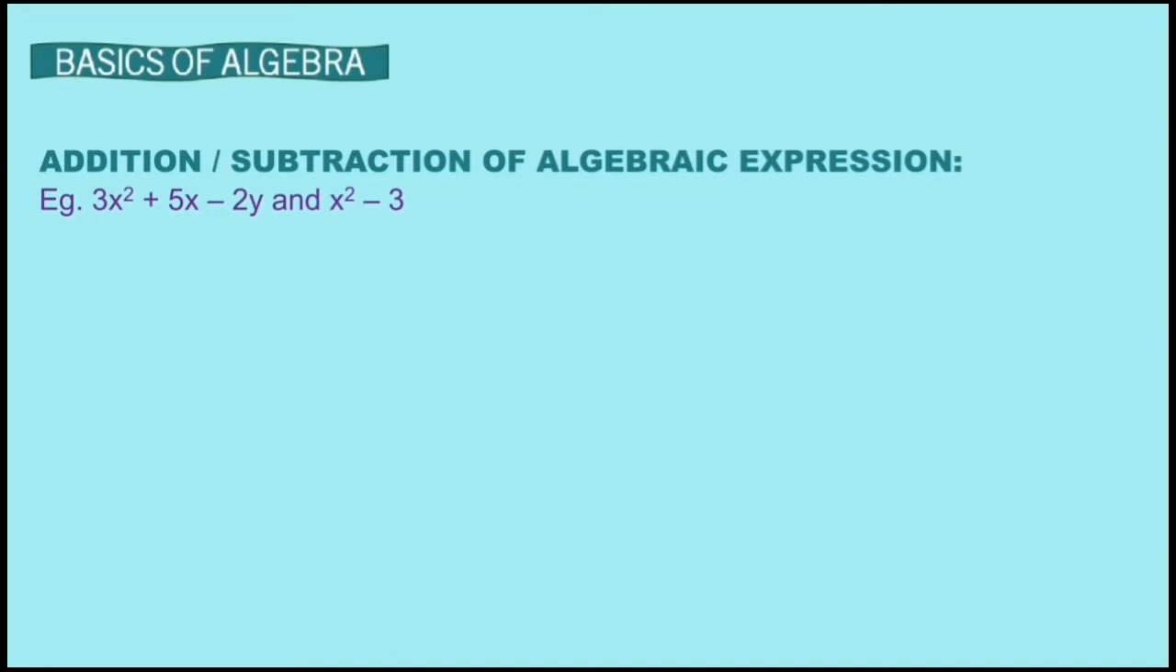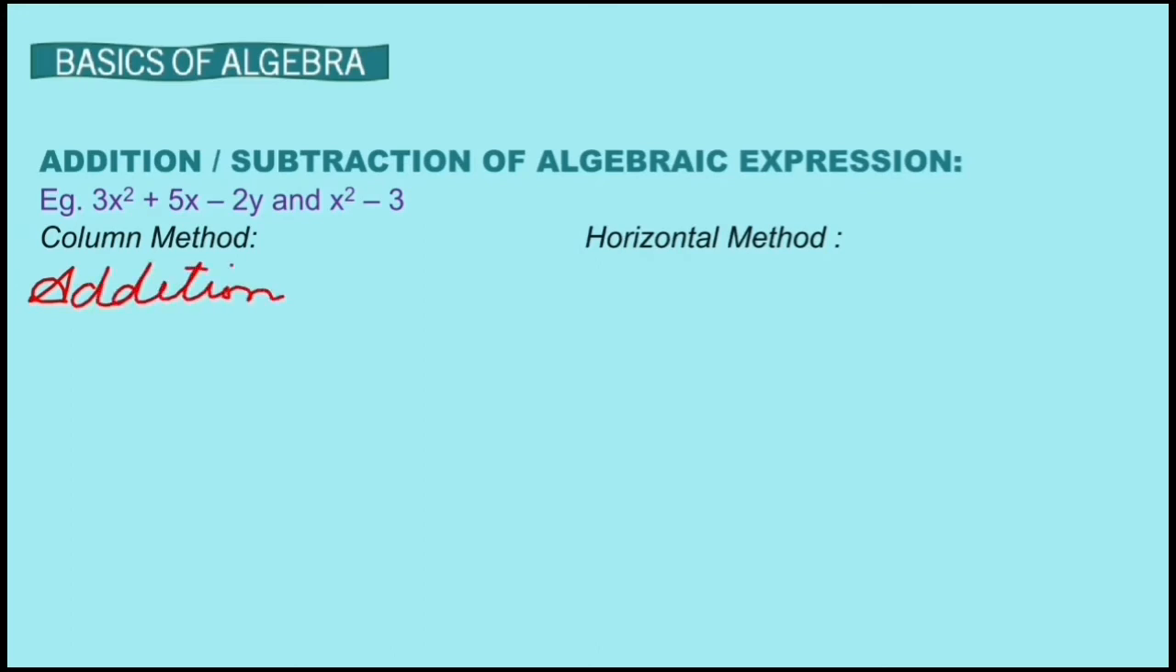We can apply two methods here. The first method is called column method and the second one is called horizontal method. In the column method, we will write down the first expression. Below it, we will write the second expression in such a way that like terms are written below the like terms. So now you understand why we were talking about like terms. You can observe that 3x square and x square are like terms. So I am writing x square below 3x square. As there is no like term with minus 3, I will write minus 3 separately at the end.